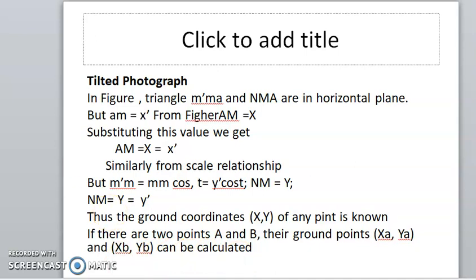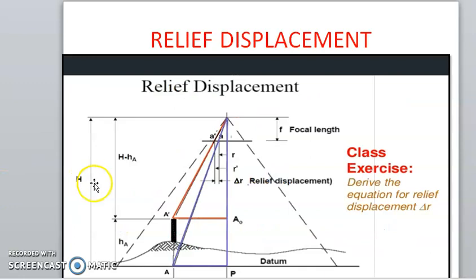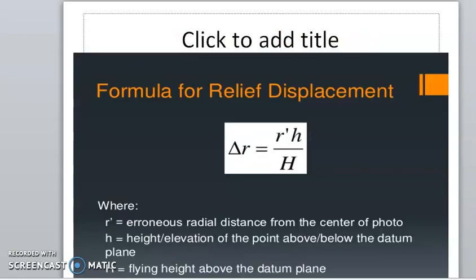Now we go for the relief displacement. We can see the relief displacement figure, with H minus HA. This is the formula for relief displacement: delta R is equal to r' h by H, where r' is the radial distance from the center to the image point, and capital H is the flying height above the datum.